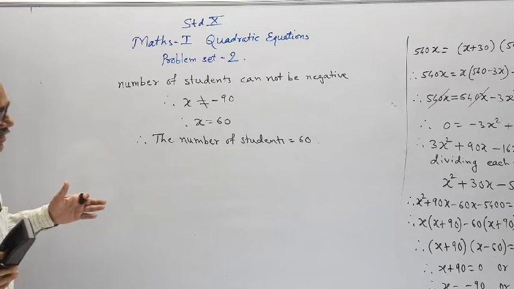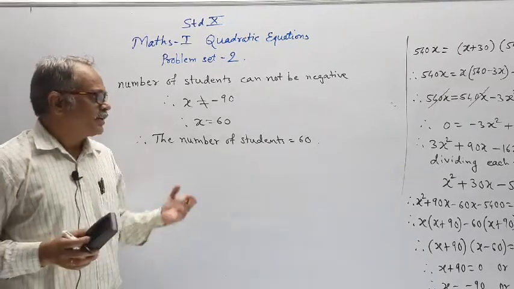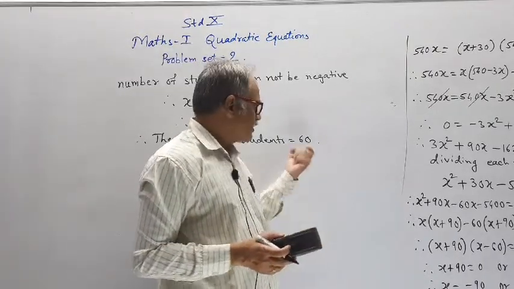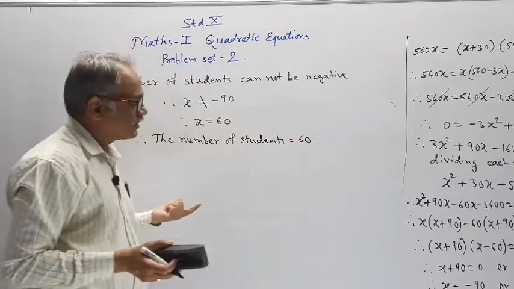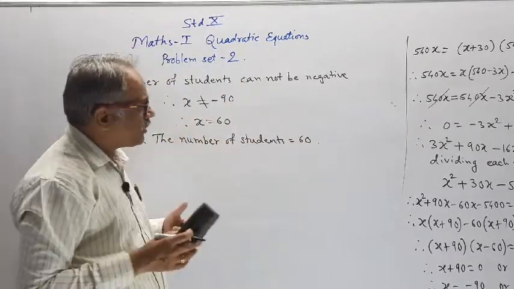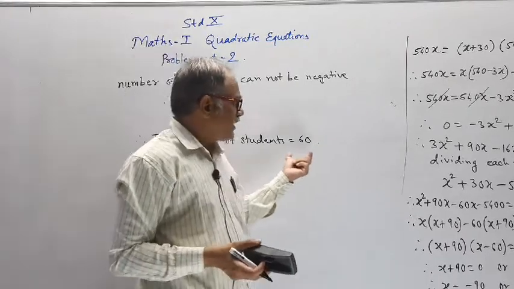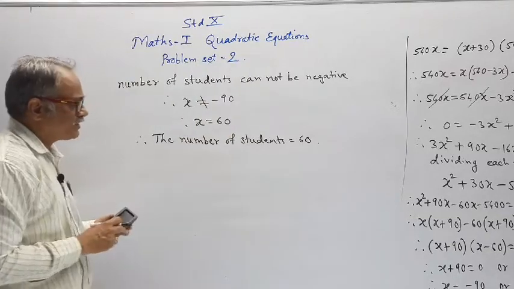540 is the number of oranges and there are 60 students. 540 upon 60, each one will get 9. And she is thinking that instead of 60, if there are 90 students, 30 more, 540 upon 90, each one would have got 6. The difference between 9 and 6 is 3, so 3 oranges less. So our answer is correct.